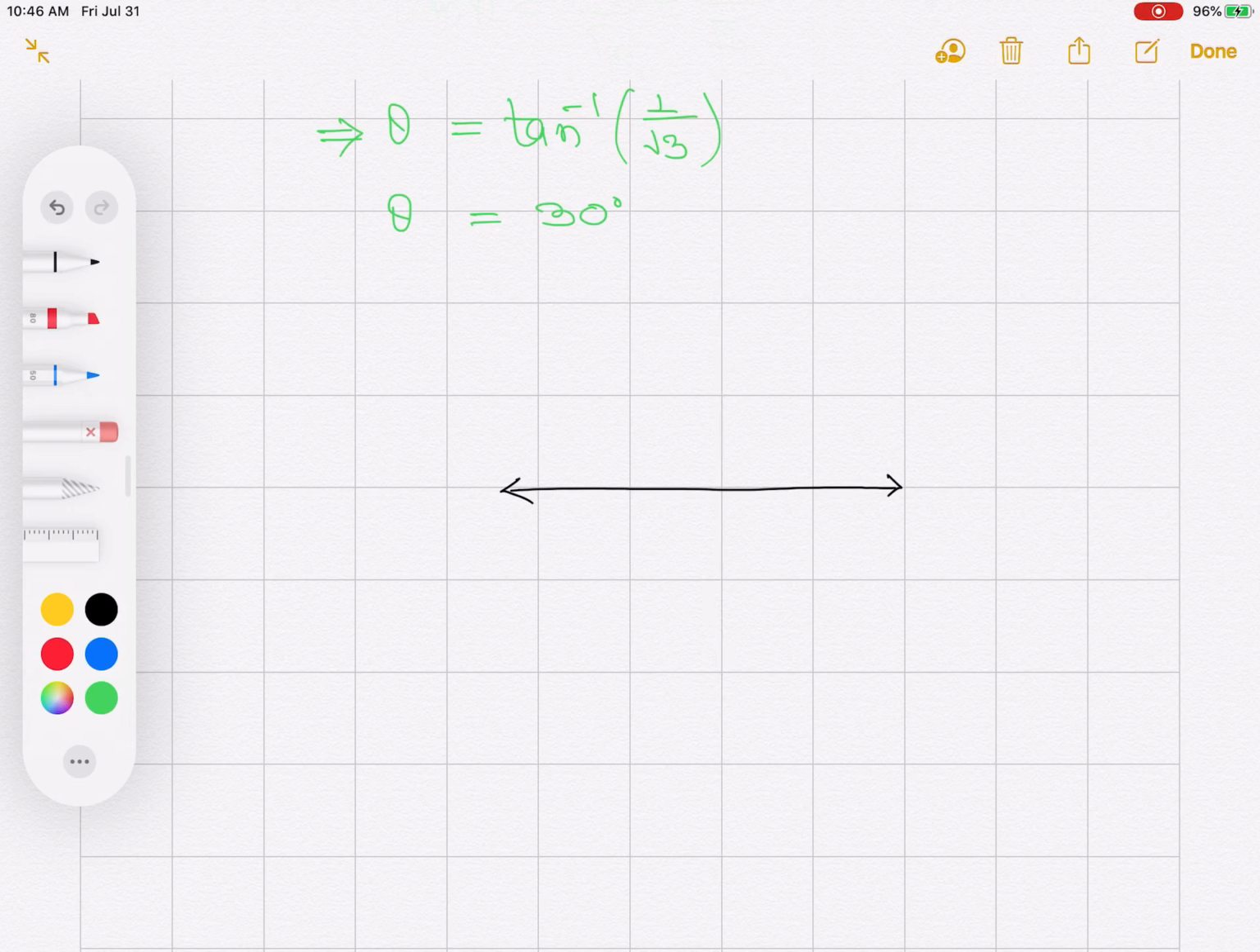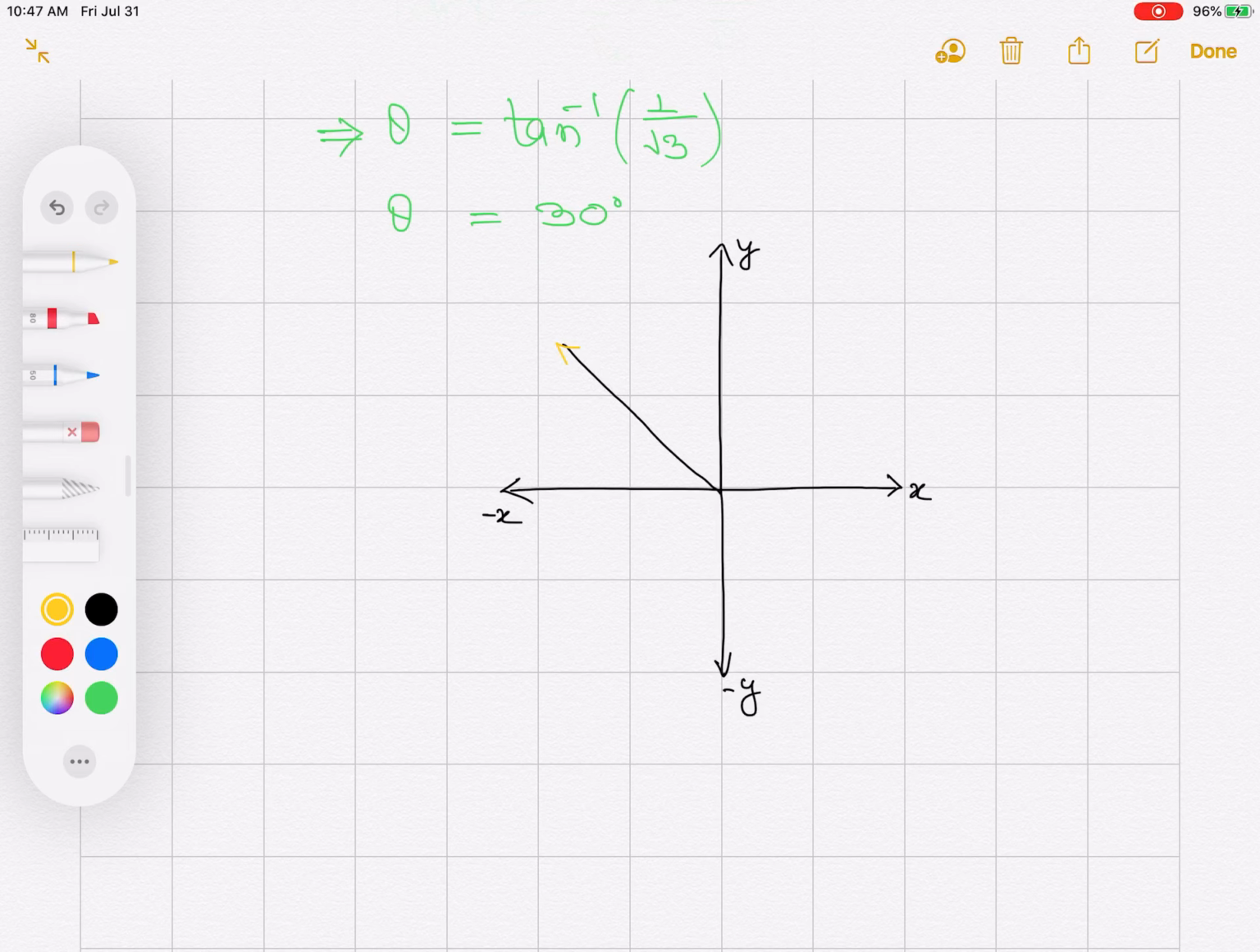Let me draw my axis from here. This is my x, and this is minus x, this is y, and this is minus y. Now suppose a vector is acting at an angle in this direction. So this is my vector now.